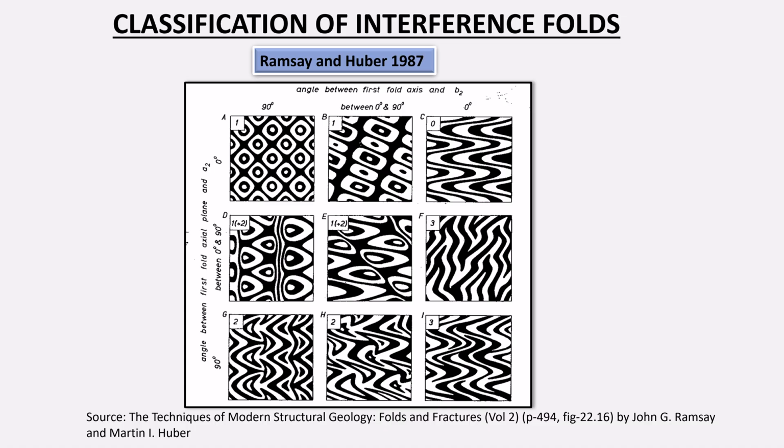There are four end members of this classification, that is type 0, type 1, type 2 and type 3. As you can see in this classification, they appear at the corners. Here the horizontal cross section of the occurrence of this fold is shown, and the others are basically the in-between members of this folding.